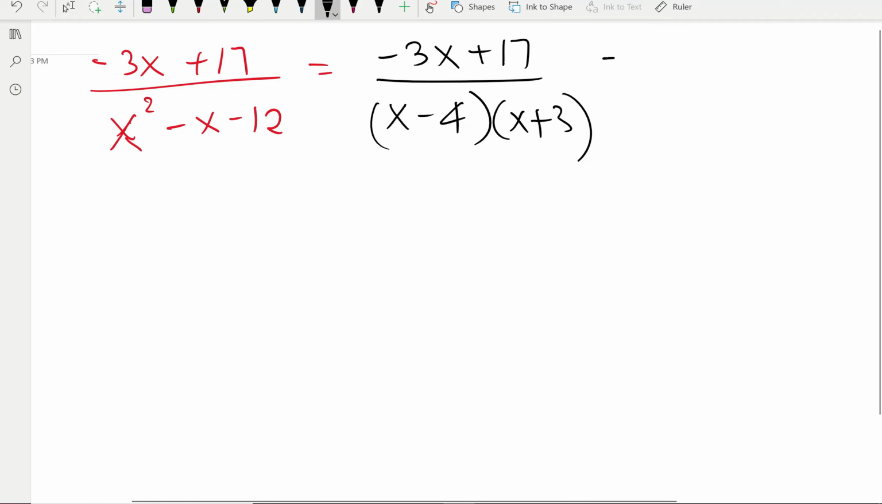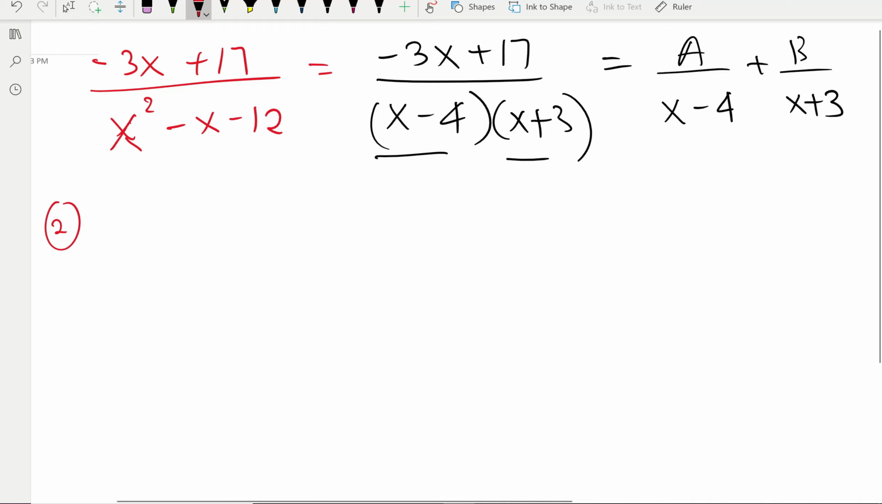Okay, all right, so now we have distinct linear factors. So two different factors and they are linear. So the decomposition is easy. So A over x minus 4 plus B over x plus 3. That's it. Okay, easiest case. Perfect. Let me give you the second example.